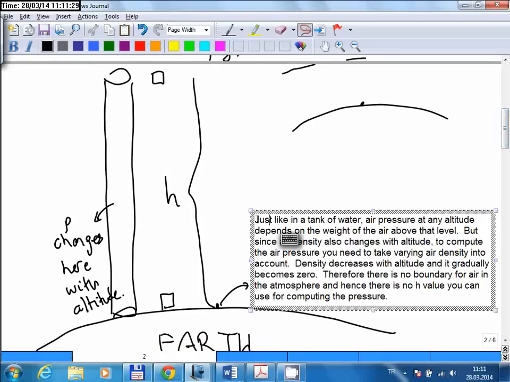So let me just read from here. Just like in a tank of water, air pressure at any altitude depends on the weight of the air above that level. But since air density also changes with altitude, to compute the air pressure, you need to take varying air density into account. Density decreases with altitude, and it gradually becomes zero. Therefore, there is no boundary for air in the atmosphere, and hence there is no H value you can use for computing the pressure.